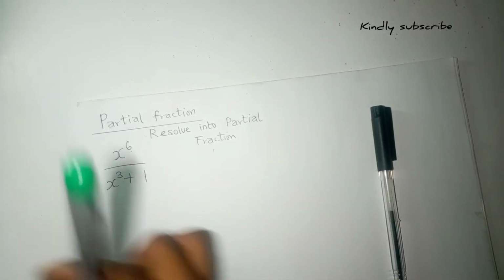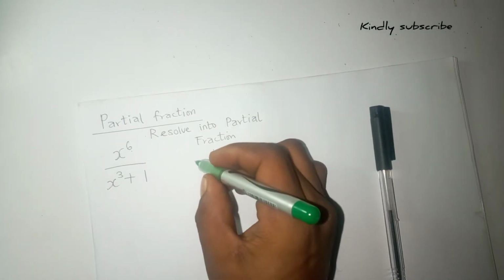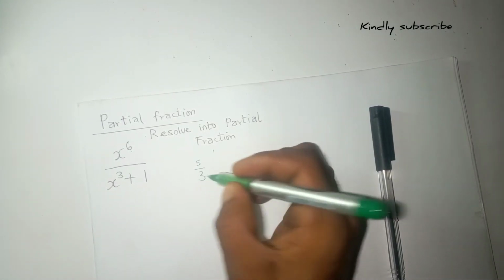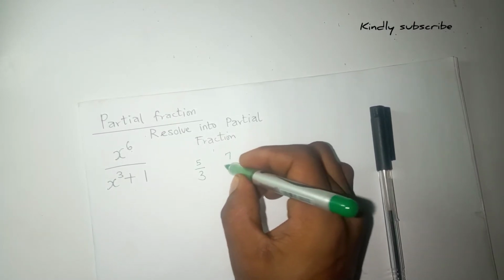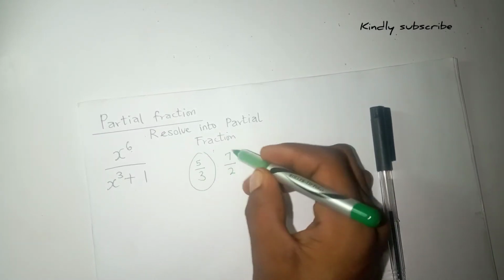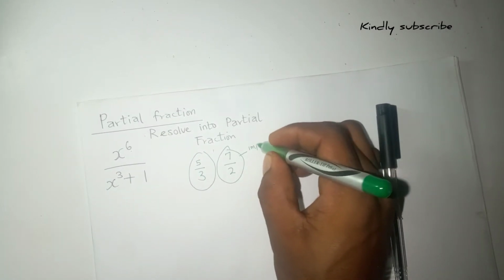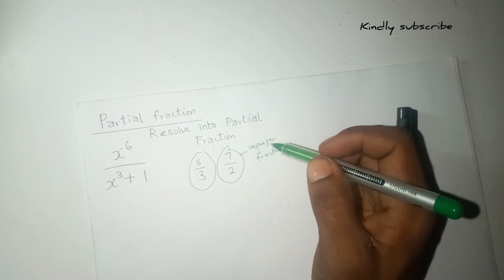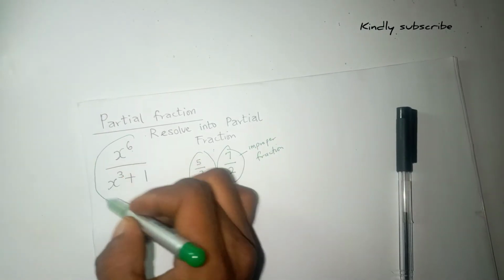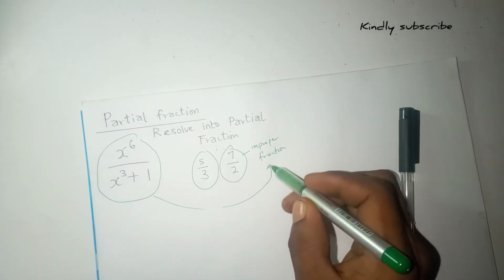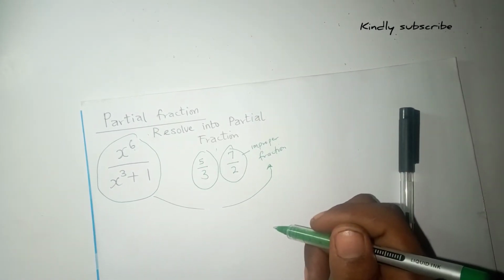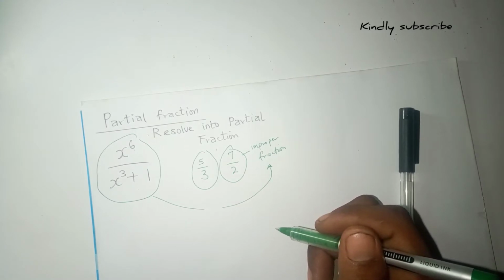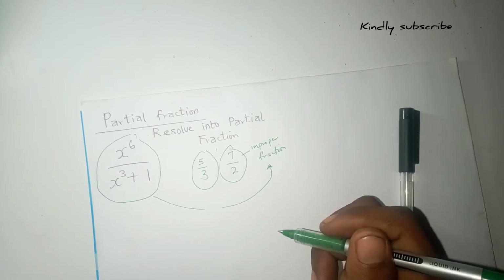Examples of improper fractions are fractions like 5/3 and, let's say, 7/2. They are called improper fractions. So this is an example of an improper fraction. So what do we do first before we resolve to partial fractions? We have to break down this improper fraction to mixed numbers.